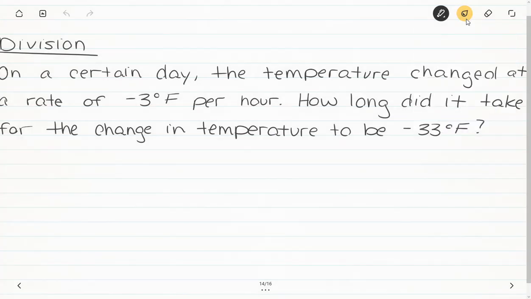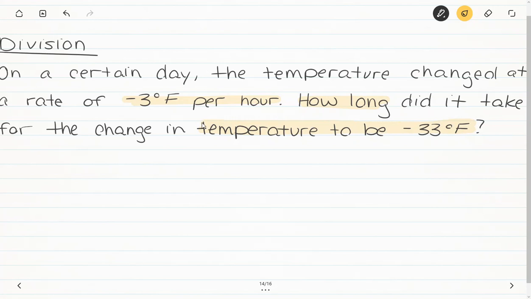So again, I'm going to start by reading the problem and highlighting my keywords. So it says on a certain day, the temperature changed at a rate of -3 degrees Fahrenheit per hour. How long did it take for the change in temperature to be -33 degrees? So I know it changed at -3 per hour, and it wants to know how long for the temperature to be -33.